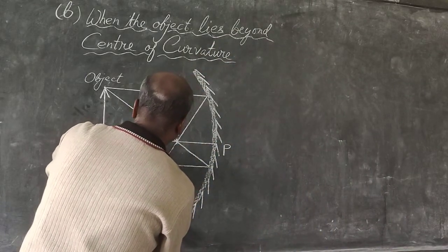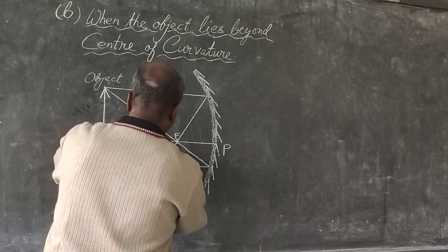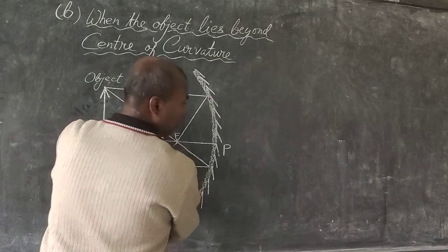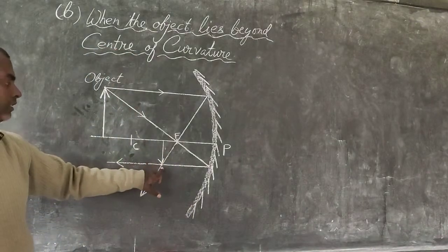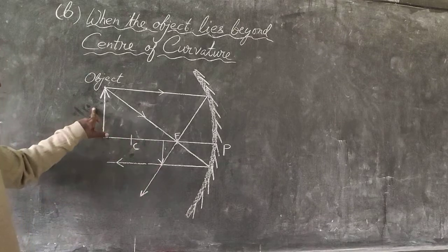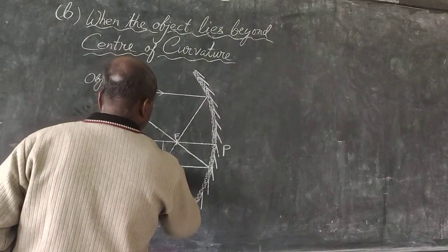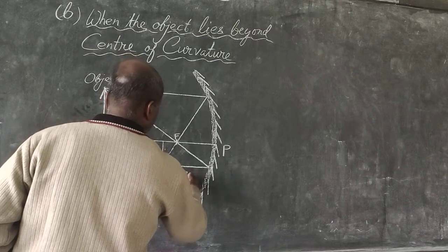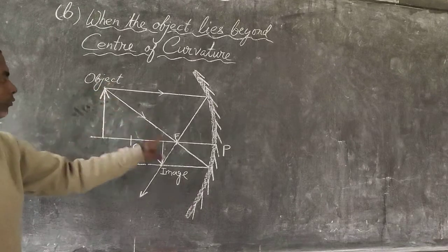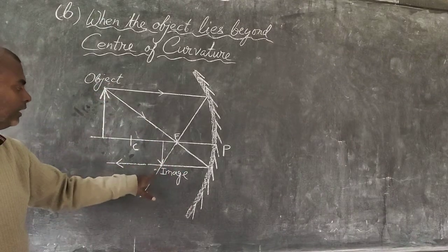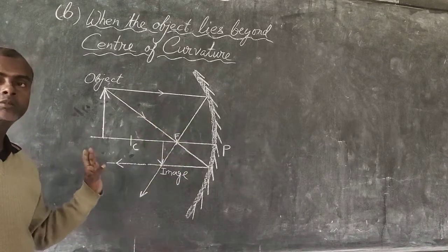So, from the principal axis, we are going to draw a line perpendicular to the principal axis on this particular point where the reflected rays are meeting. See here. Here is the image of this particular object. So this is our image. Remember, where will the image be formed? The image will be formed where the reflected rays meet at a point in front of the concave mirror.